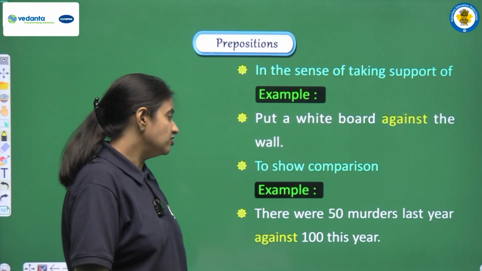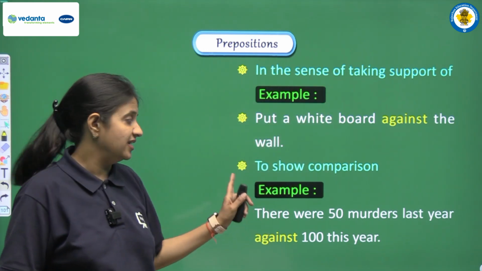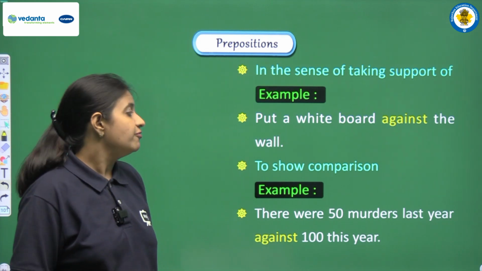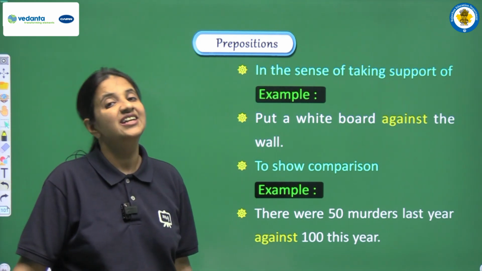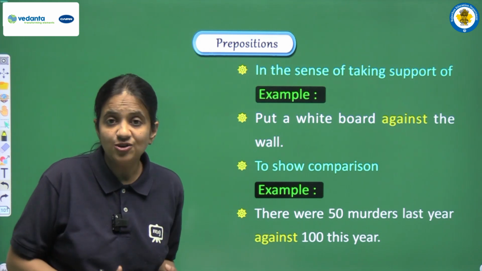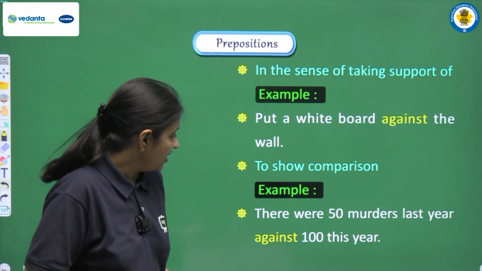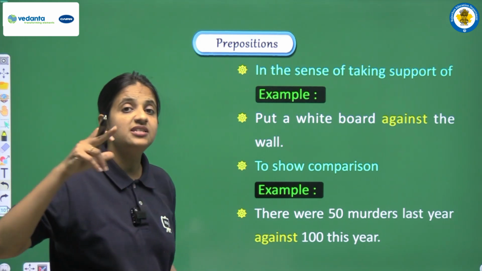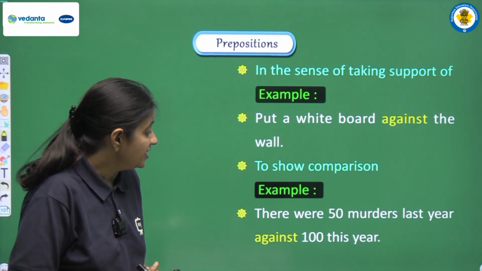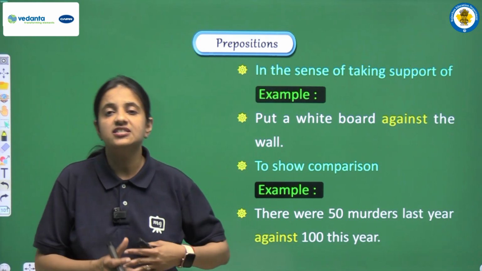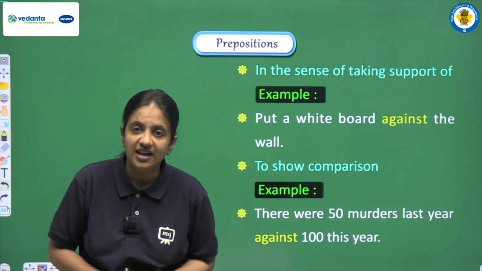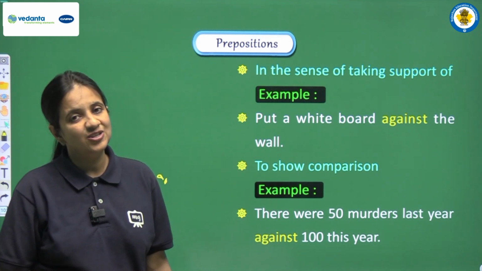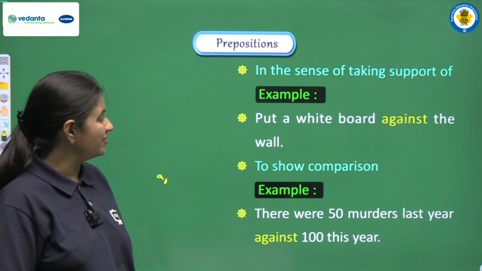Okay. It is also used to show comparison. Let's see the example. There were 50 murders last year against 100 this year. So we are trying to show the comparison of this thing, and we are saying that there were 50 murders last year, right? And against 100 this year. It means this is the comparison, that last year there were 50 murders, and this year there are 100 murders. So this is another use of against that we are having.